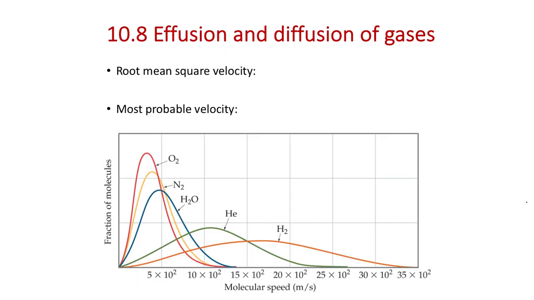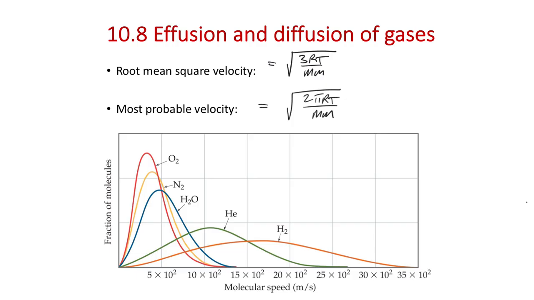And then you also have a connection to the gas type. You have a connection to molar mass. Let's rewrite a couple of these equations. The root mean square velocity is equal to the square root of 3RT over the molar mass, and our most probable velocity is the square root of 2RT over the molar mass.